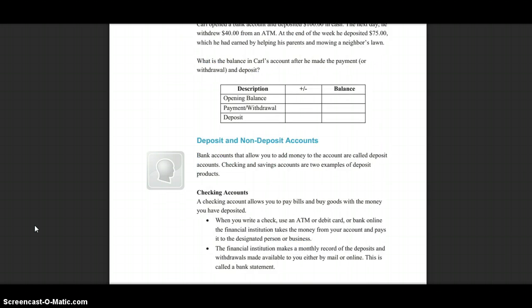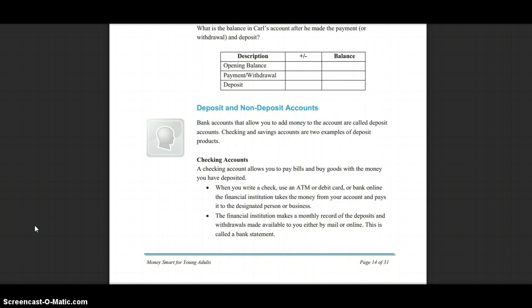Deposit and non-deposit amounts. Bank accounts that allow you to add money to the account are called deposit accounts. Checking and savings accounts are 2 examples of deposit products. Checking accounts. A checking account allows you to pay bills and buy goods with the money you've deposited when you write a check, use an ATM or debit card, or bank online. The financial institution takes the money from your account and pays it to the designated person or business.